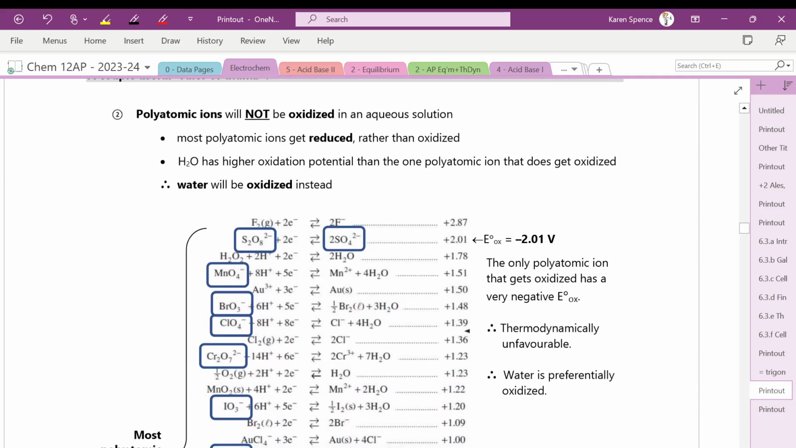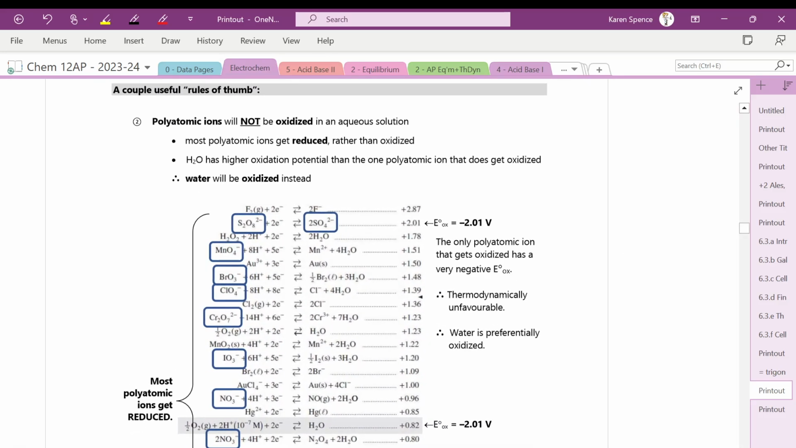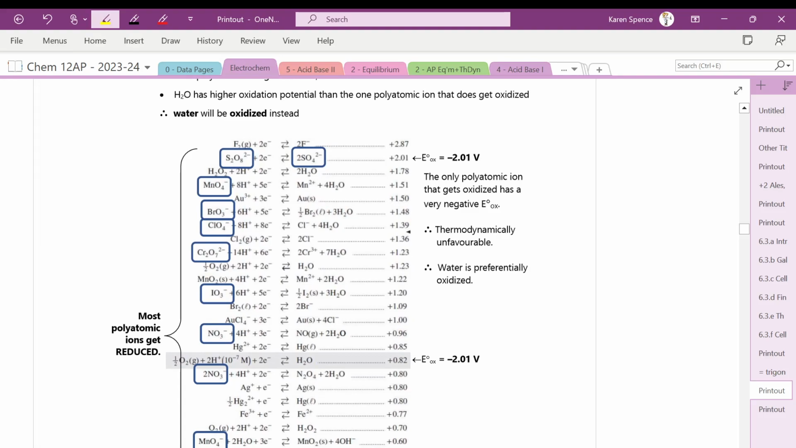Our other hint: polyatomic ions do not get oxidized in aqueous solution. What happens with most polyatomic ions? They're all on which side? They're all on the left-hand side. So mostly polyatomic ions will be reduced rather than oxidized. There is one that's over on the right-hand side, but where is it? Go look on your chart and find SO4 on the right-hand side.